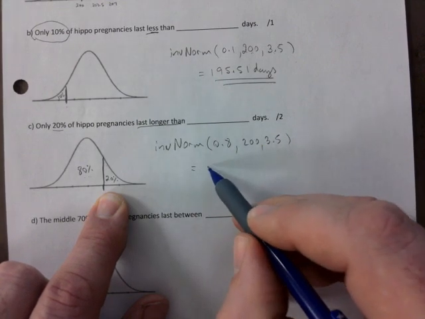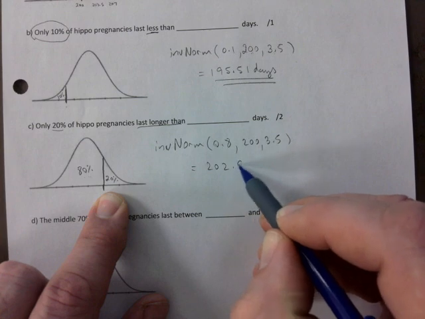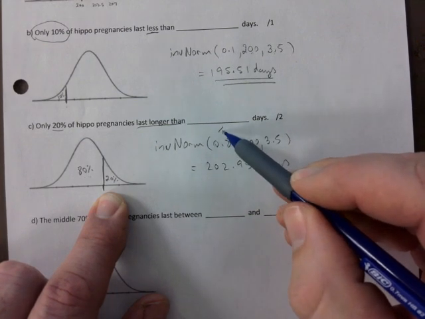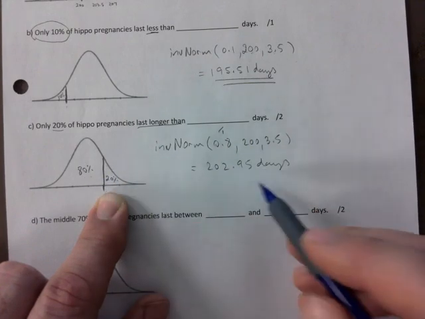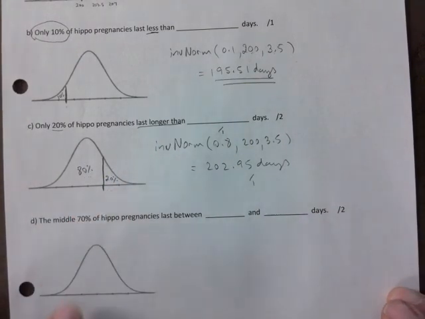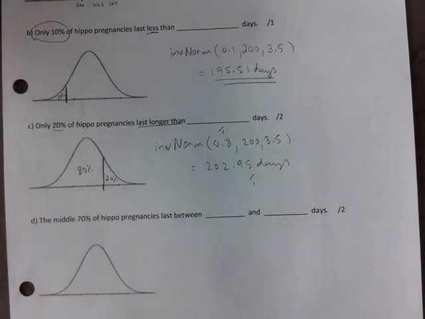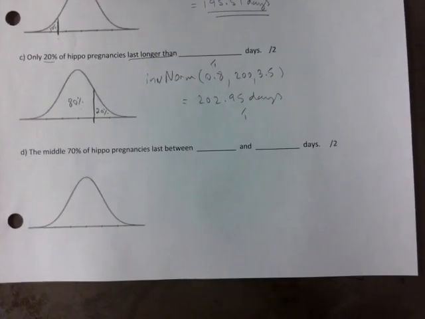And that is 202.95 days. So you get a mark for figuring out the 80%, and a mark for your correct final answer. So you still get 1 out of 2 if you used inverse norm. Okay, so there we go.